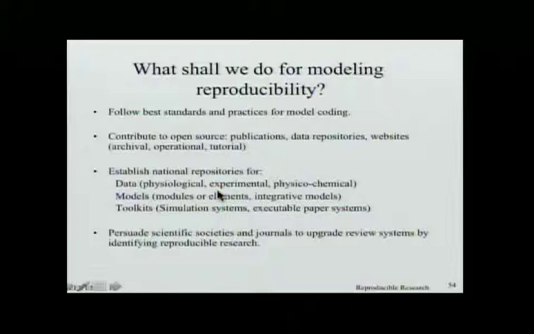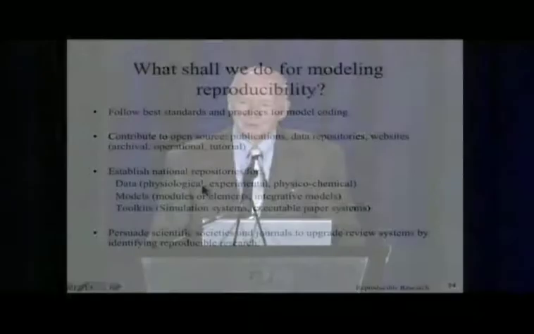Best standards and practices. There are a set of standards for models that are not generally accepted and need revision, but it's worthwhile trying to establish that set so they serve as a beginning. We need national repositories for data. The best current national repository for experimental data is PhysioNet at Harvard MIT with Ari Goldberger and George Moody and Roger Mark. It doesn't have physical chemical data.